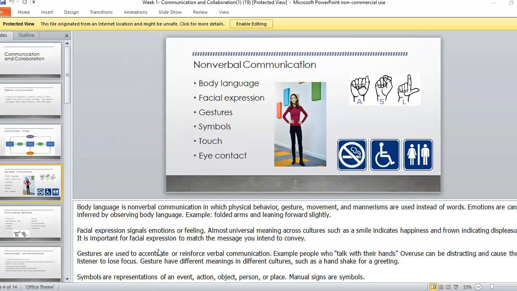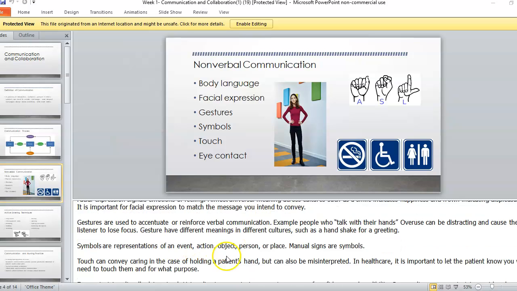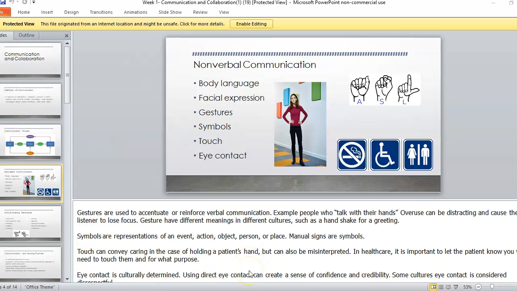Touch is a big one for nonverbal communication. Touch can convey caring, and it's what nurses do all the time: holding hands, telling the patient that you're there for them, possibly rubbing their back if they're in pain, letting them know that you're there for them. But it's important that before we touch that we know boundaries.